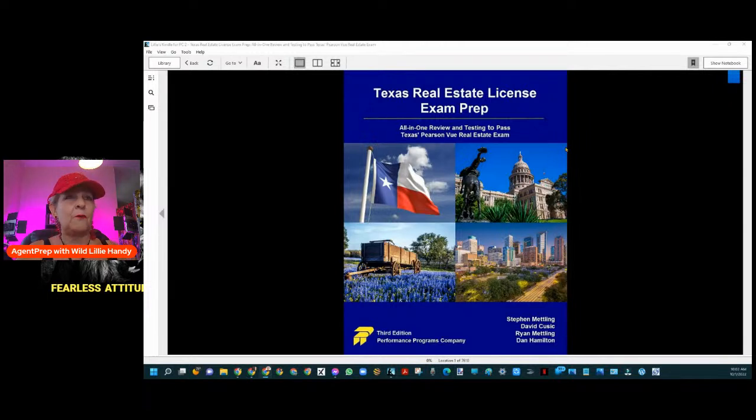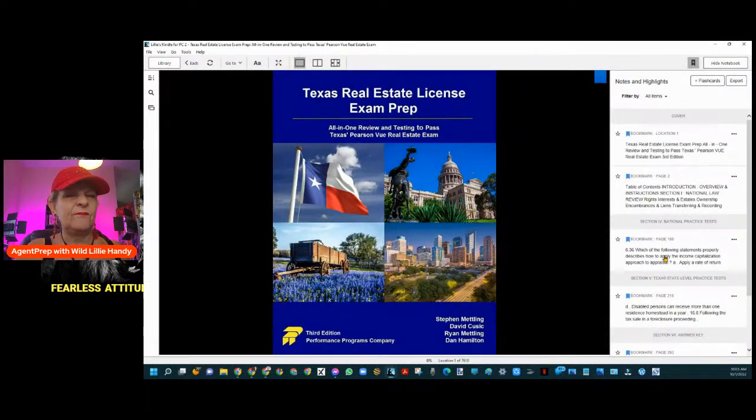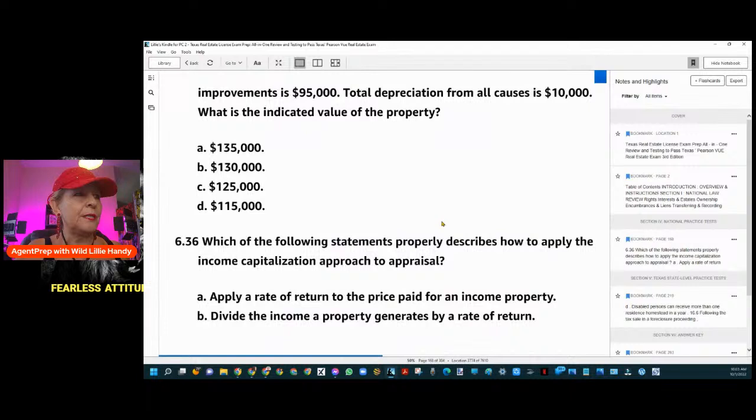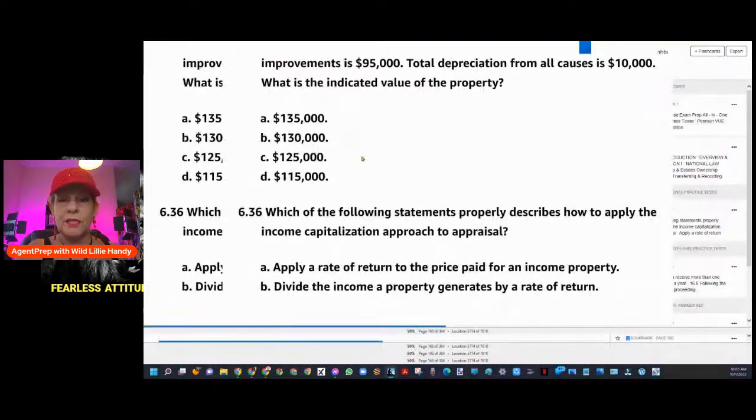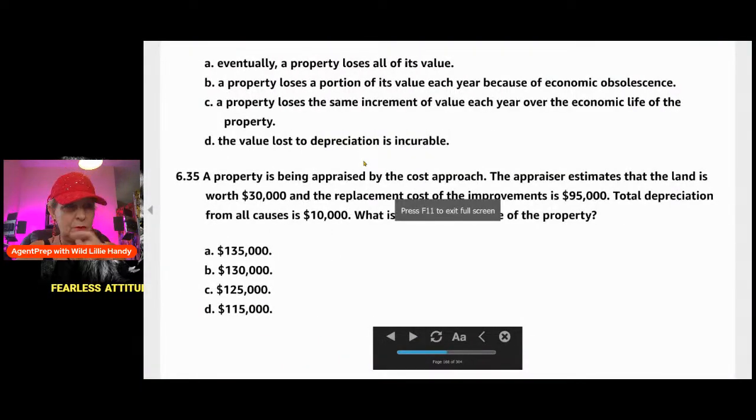So this is the book that we're using by the Metling family. It's a father and son publishers. And of course, several other publishers too, so I don't want to leave them out.